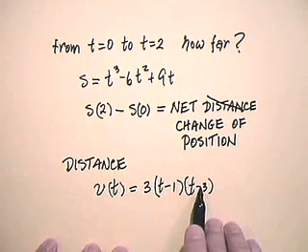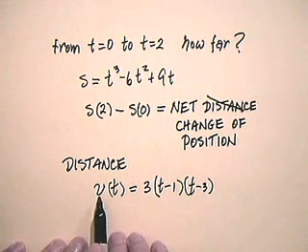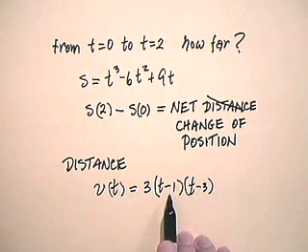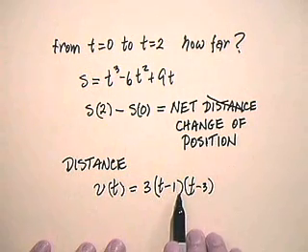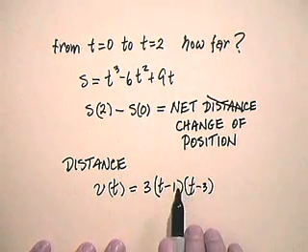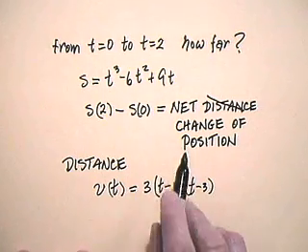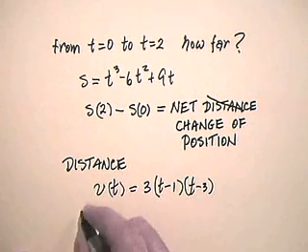Positive times negative will then be negative, and the velocity is changing sign. That is, what we've done is we've moved in the positive direction from t equals 0 to t equals 1, and then from t equals 1 to t equals 2, we're moving back in the negative direction. And so what we want is the net change from t equals 0 to t equals 1.